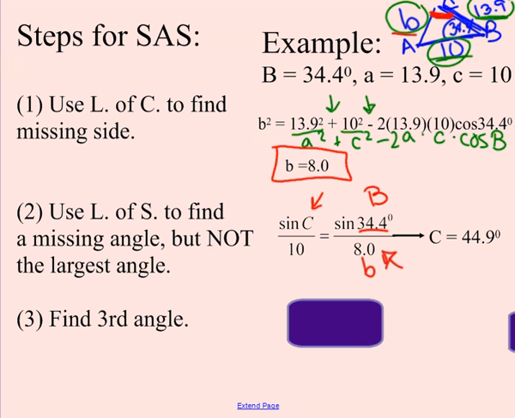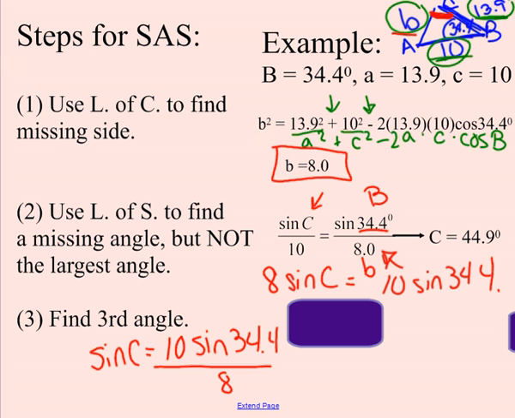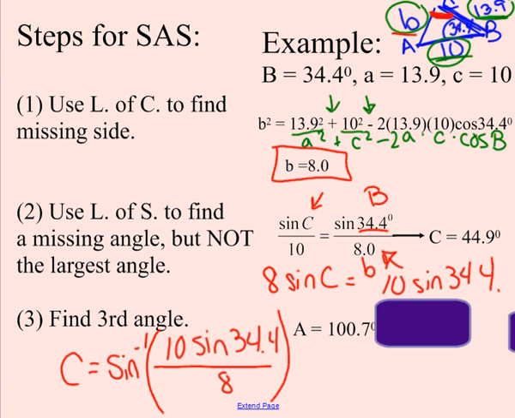Then we can cross multiply, and we can take the sine inverse. What that'll look like is 8 times sine of C equals 10 times the sine of 34.4 degrees, and then we'll need to divide by 8. So we'll have sine of C equals 10 times the sine of 34.4 divided by 8. Then we'll need to take the sine inverse of both sides to get C by itself. To move sine to the other side to find an angle, remember we need to do the inverse of our trig function. So we'll do sine inverse of all of that, and that'll give us C, which is given to us here after you put that in the calculator.